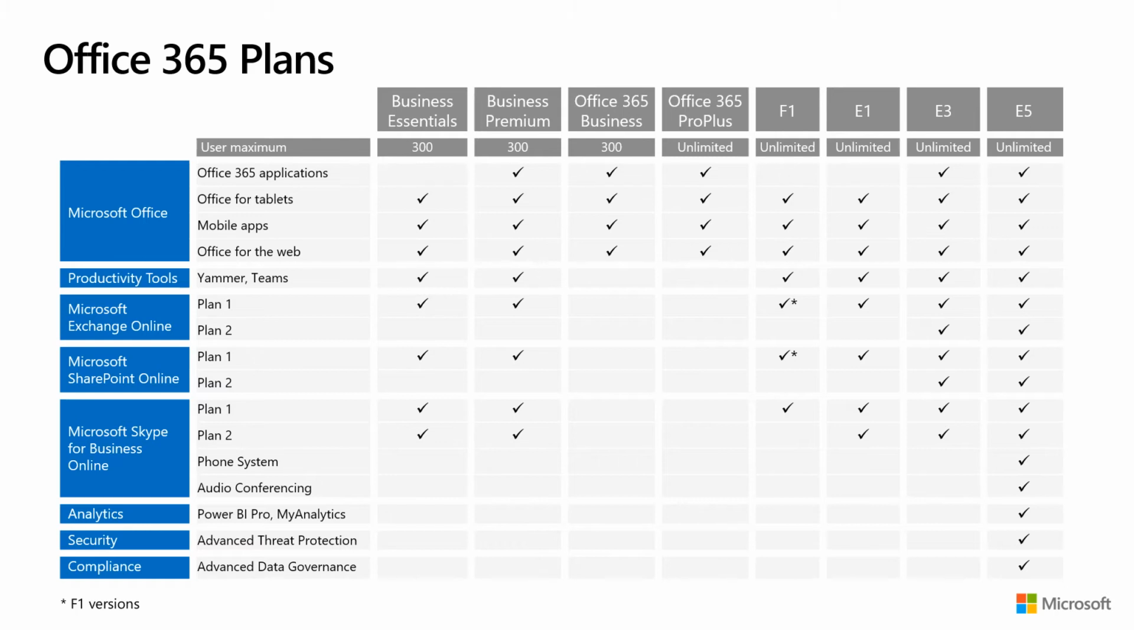Then there are the other plans aimed at businesses who don't want to be restricted with the 300 user limit. F1 is aimed at a type of user called a first-line worker, someone who doesn't use a PC all day, every day, but does need a good, appropriate level of technology. An example of a first-line worker might be a doctor, for example. Then E1 and E3 are broadly equivalent to Business Essentials and Business Premium, and Office 365 E5 includes access to all of the Office 365 services, including the specialist tools.